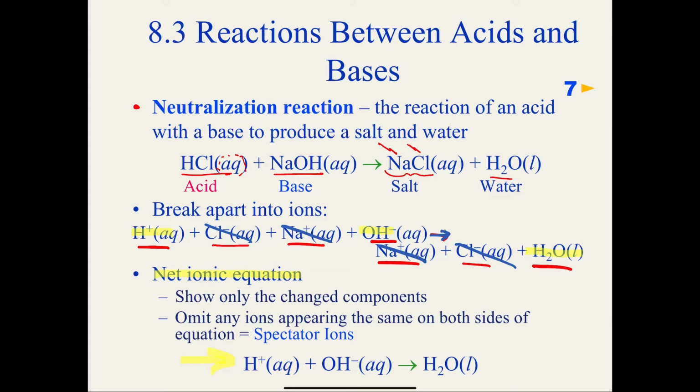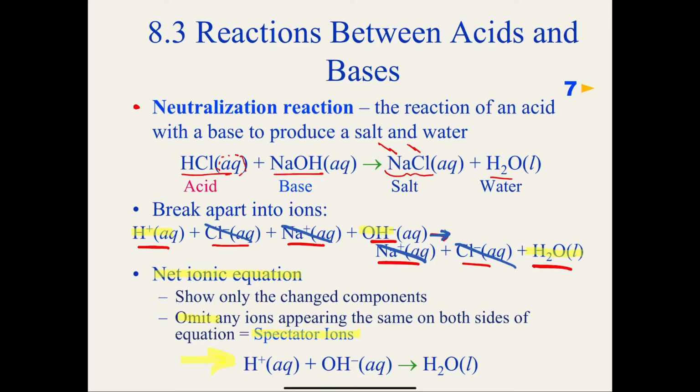So the net ionic equation shows only the changed components, only the components that were actually involved in the reaction. Because if you think about the ions that were in solution from the acid and the base, the only ions that were reacting were the proton and the hydroxide. The sodium cation and the chloride ion remained completely unchanged. So in this net ionic equation we omit any ions appearing the same on both sides of the equation, and we call those spectator ions because they're just spectating. They're not participating in the reaction.